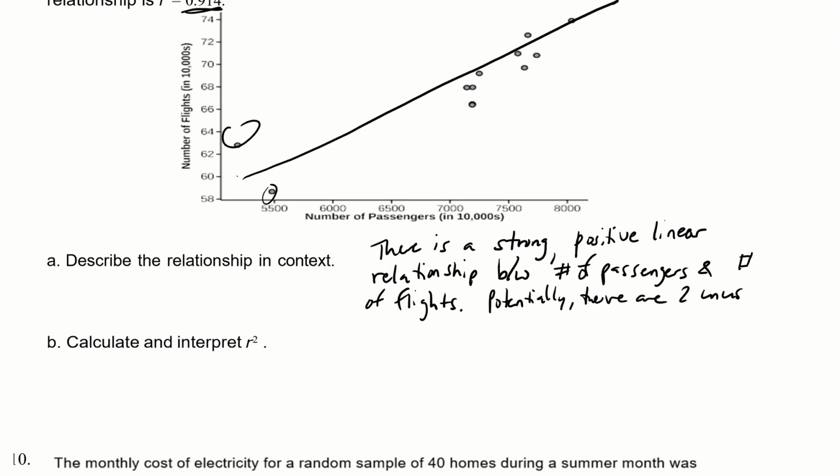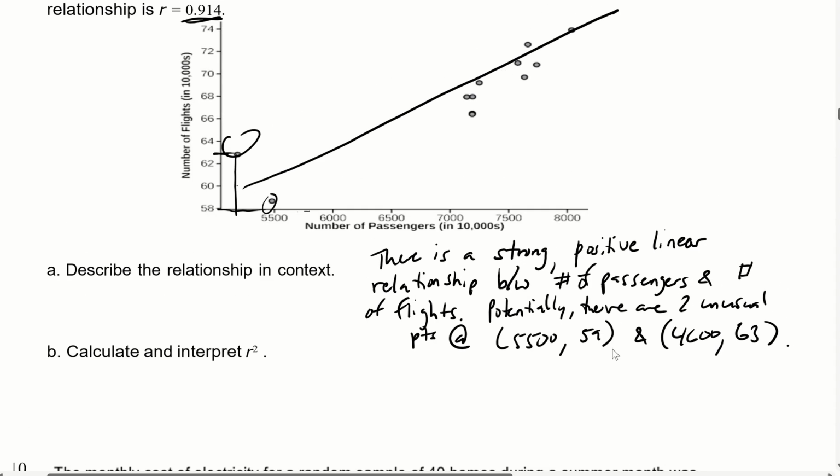There are two unusual points at 5,500, and the y value is around 59, and so now this is 5,500. This is like going by 500s right here. So we'll say this one right here is maybe around 4,600, around there, and 63, right? Okay, so there's two potentially unusual points.